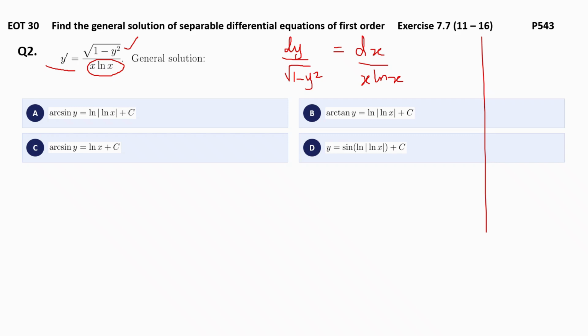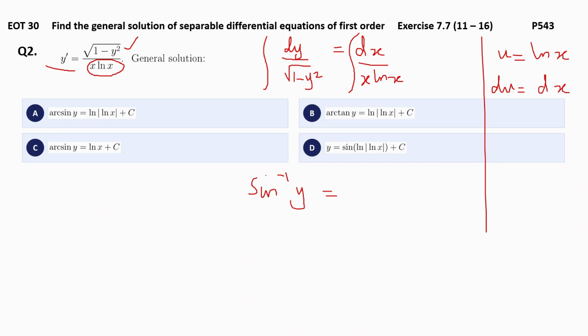Left hand side, no issues. You get sine inverse y when you integrate. Integration of the left hand side is sine inverse y. But look at the right hand side. For that, you need to depend on the substitution method. So you will consider your u as ln x. When you differentiate, your du becomes 1 over x dx, that is nothing but dx over x.